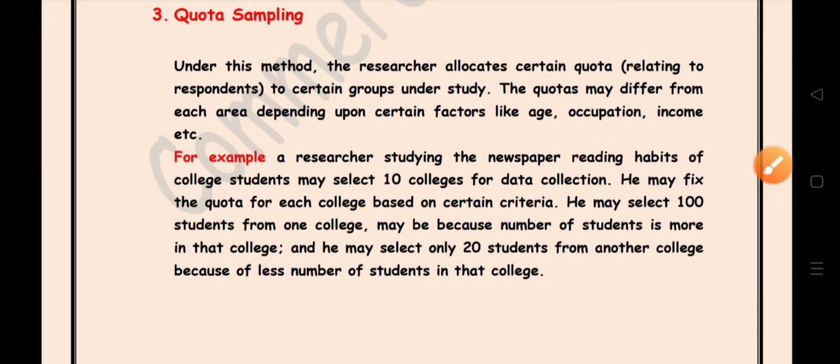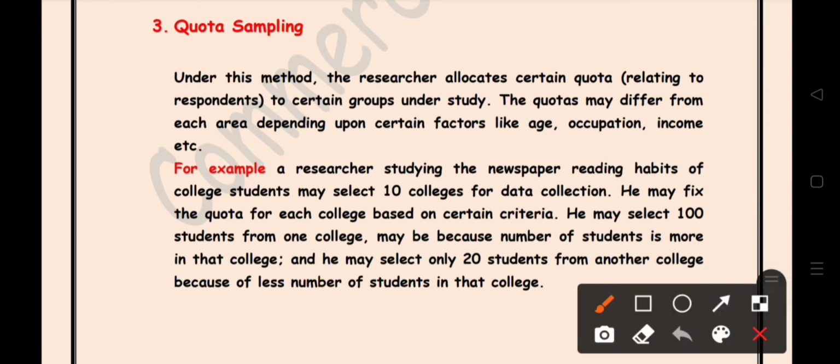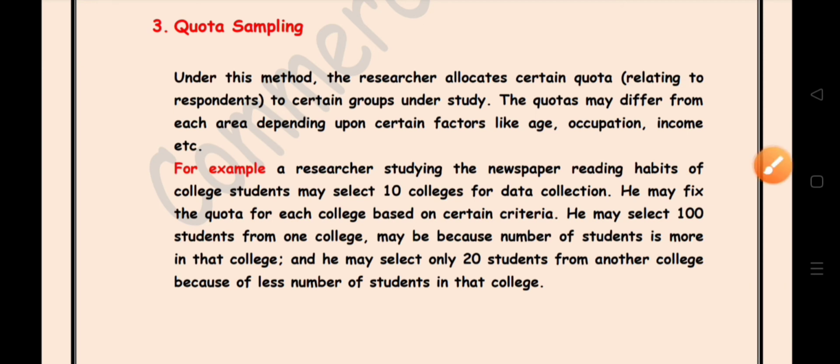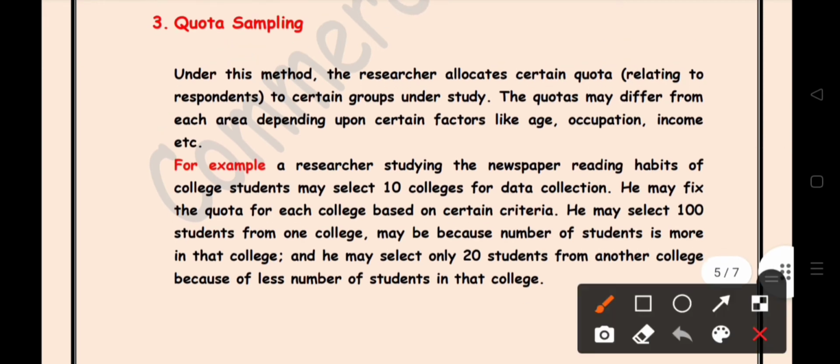The best example for quota sampling is the recruitment for various jobs. Okay, so in various jobs they have a particular quota. For example, there may be a recruitment for 10 assistant professors in a particular college, so they will fix the quotas, like they have to select 4 people from the general category, then 2 people from the OBC, SC, NT, and the remaining from the EWS.